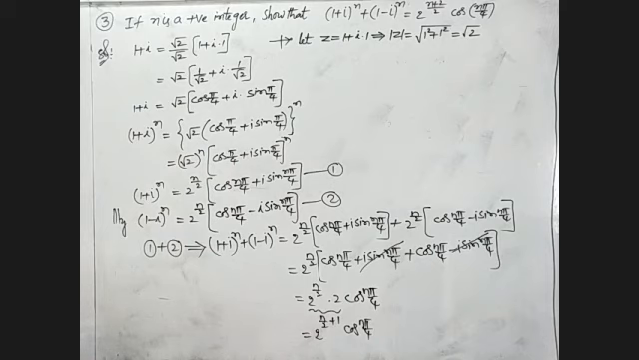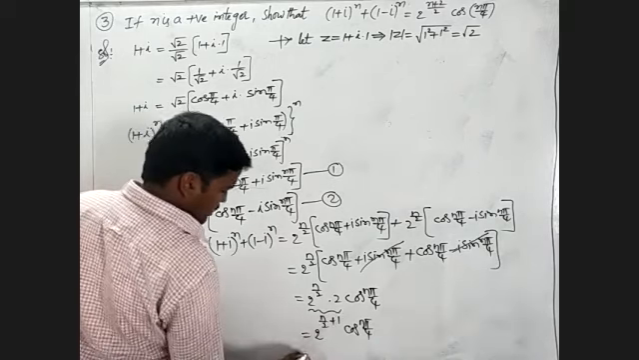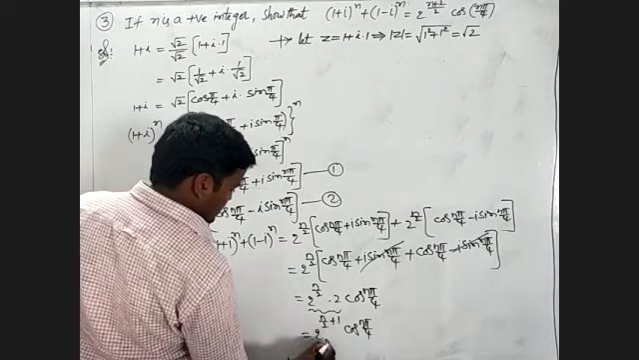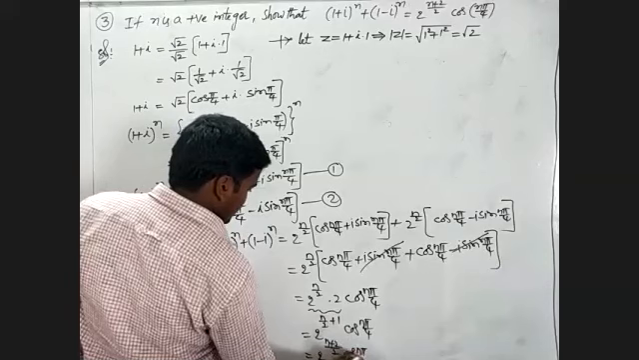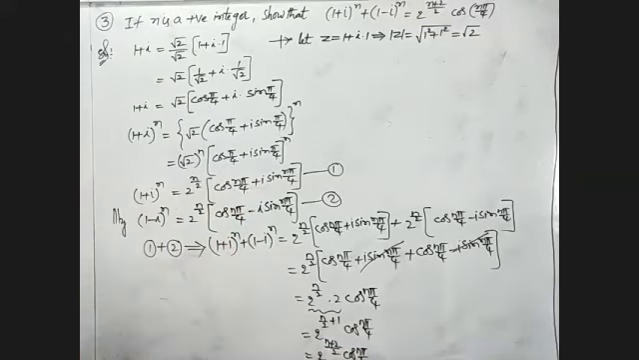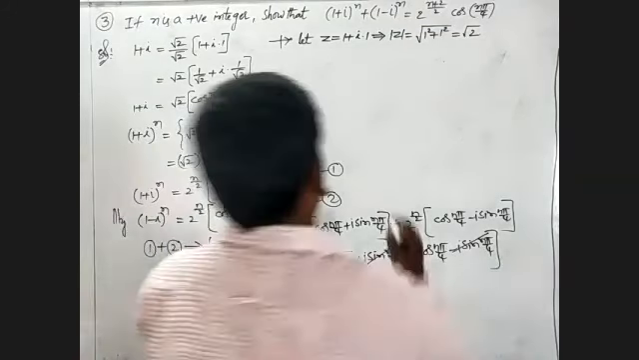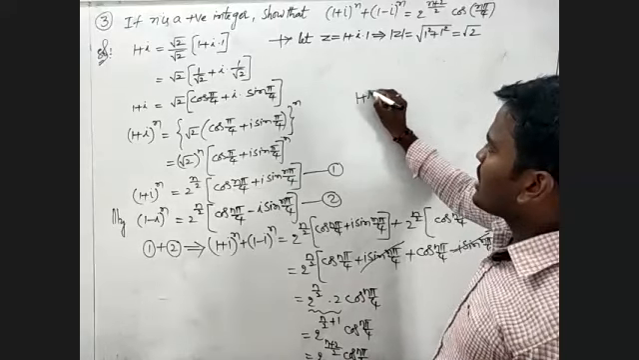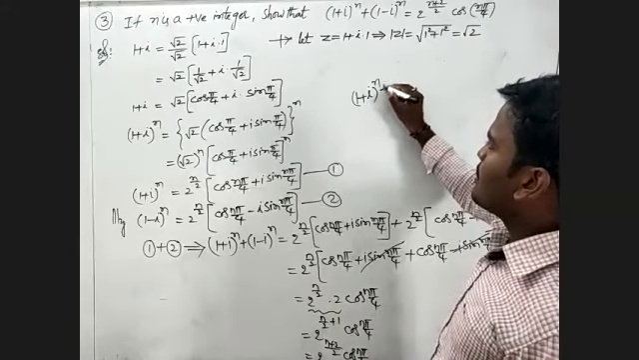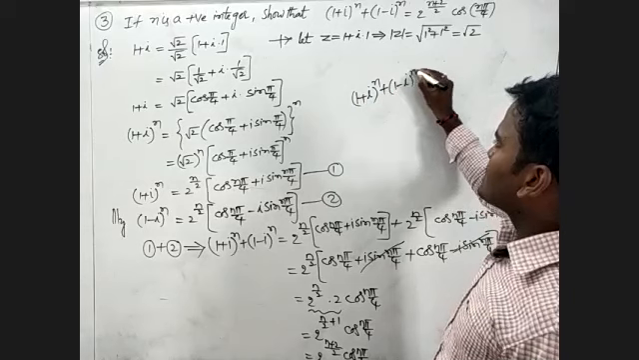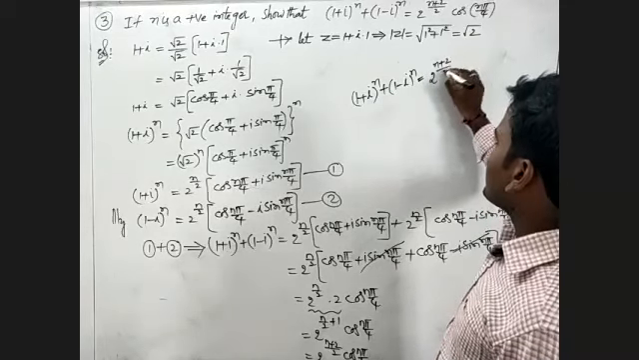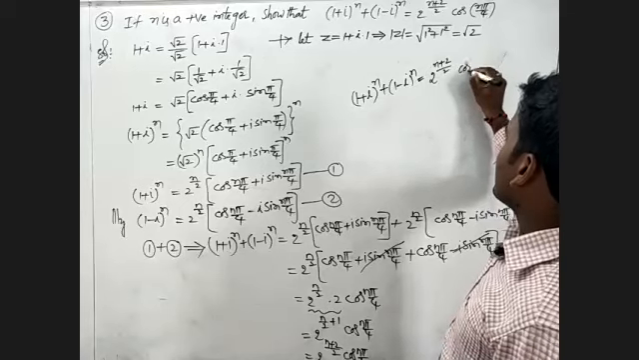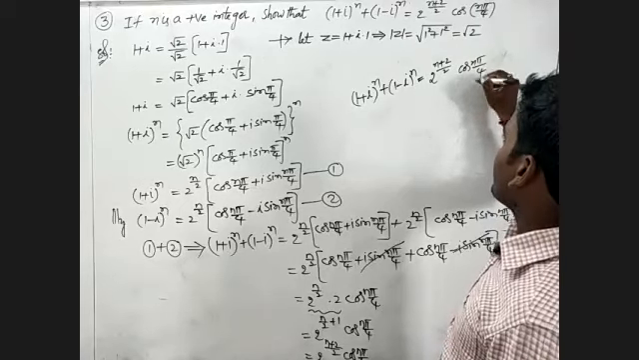We have to expand this one. I will write 2 into 1 will become 2. That will write 2 power n plus 2 by 2 into cos n pi by 4. This is the given expansion. Finally, we have to write (1 plus i) whole power n plus (1 minus i) whole power n is equal to 2 power (n plus 2) by 2 into cos n pi by 4.